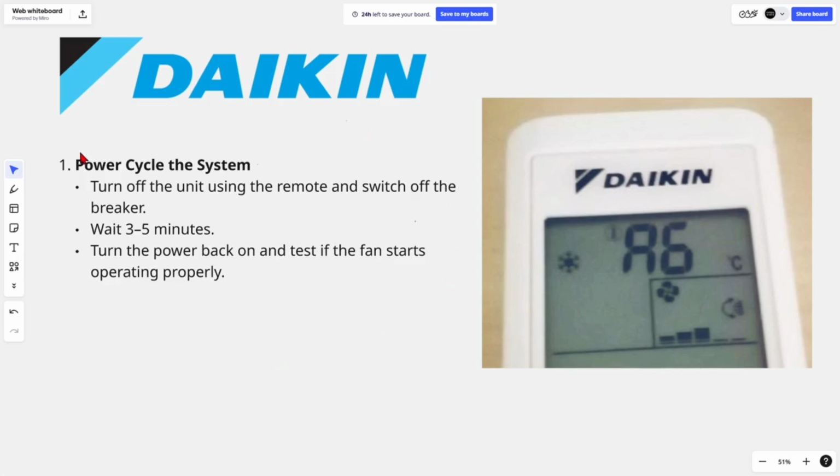Alright, so how to fix this? Step 1, power cycle the system. Turn the unit off using the remote and switch off the breaker. Wait up to 5 minutes, then turn the power back on and test if the fan starts operating properly.